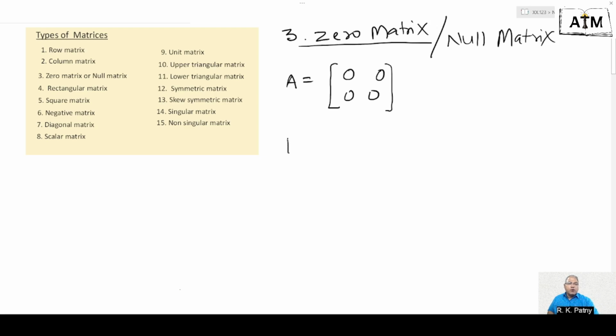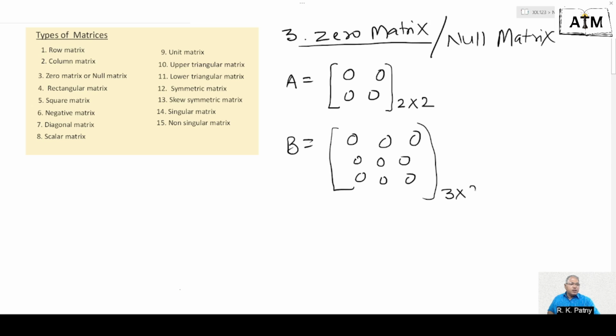Let us take one more example. B equals to 0, 0, 0, 0, 0, 0, 0. All elements are 0. In matrix A, there are 2 rows and 2 columns. Therefore, it is a 2 by 2. And matrix B has 3 rows and 3 columns. Therefore, 3 by 3. So B is a zero matrix of 3 by 3 type, and A is a zero matrix of 2 by 2.